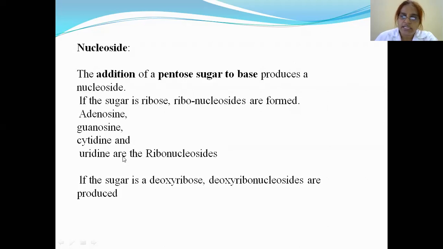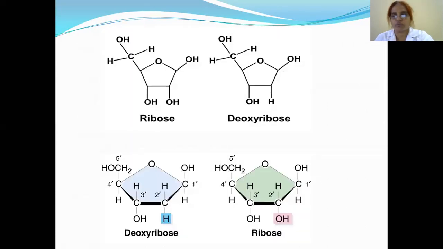So think logically where these are present. These are present in RNA because of adenine, guanine, cytosine and uracil. These are the bases with the sugar molecule, so these are the ribonucleosides present in RNA. If the sugar is deoxyribose, deoxyribonucleosides are produced. Now see the difference between deoxyribose and ribose.